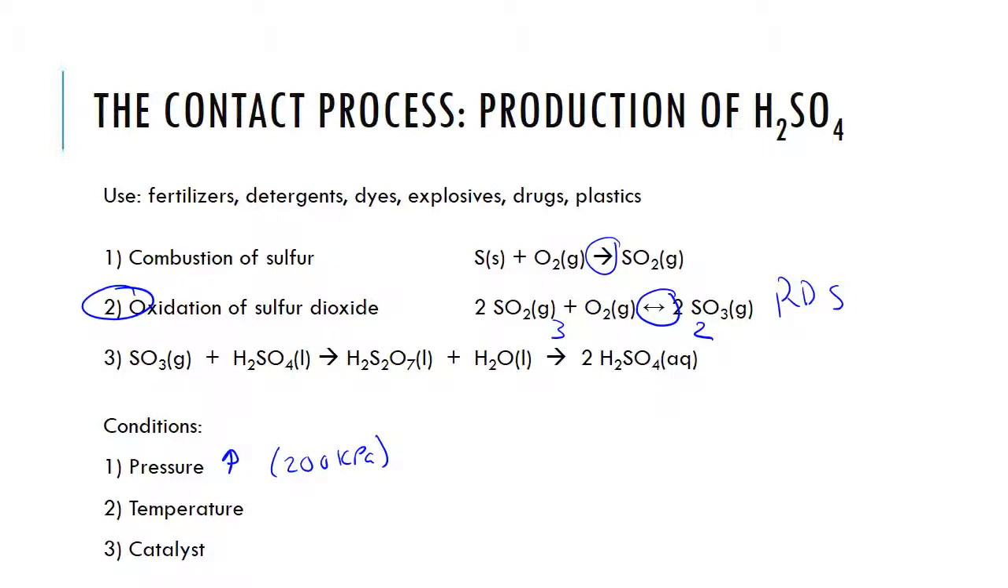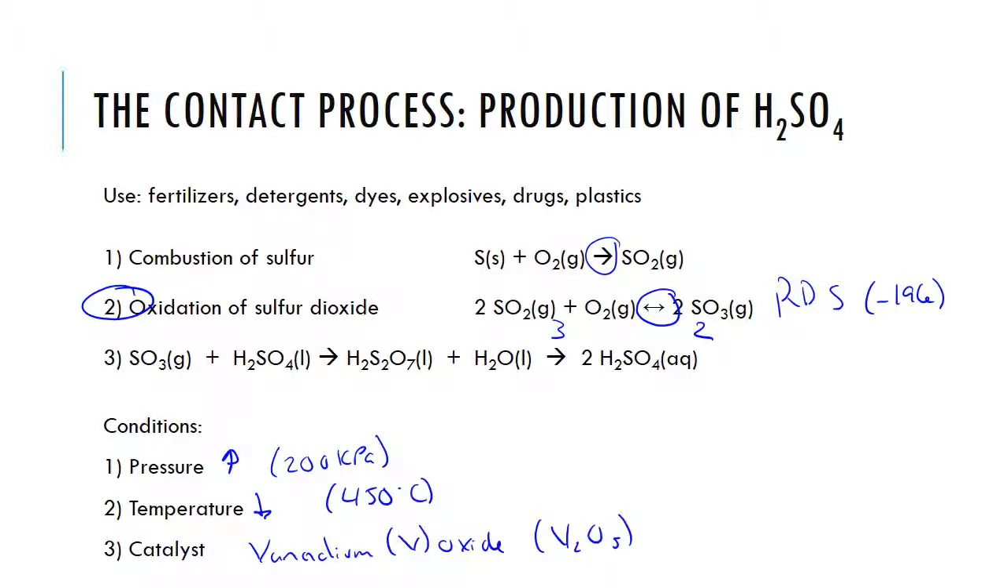But temperature, well, we need to know the enthalpy of that reaction, and it is -196 kilojoules per mole. So extremely exothermic, right? So we want to decrease the temp. But because if you decrease too much, the rate of reaction decreases, we use a nice moderate temperature of 450 degrees Celsius. Because we have to use a moderate temperature, the catalyst we use is vanadium(V) oxide, to compensate for that moderate temperature we have to use.